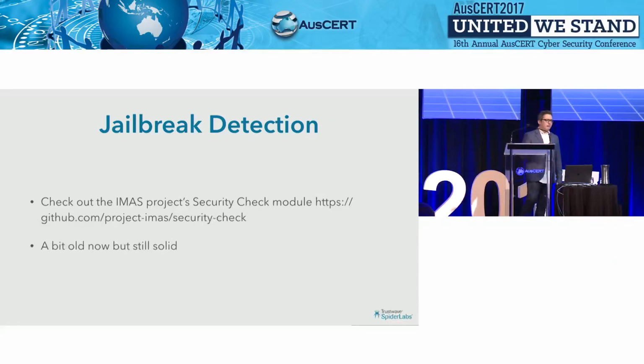OWASP has a project called iMAS, and they have a bunch of security modules that you can drop into your application. The jailbreak check and the debug check are pretty good. It's a little bit old now, but the code is still relevant. So definitely check it out if you don't want to roll your own. And you can really go down a rabbit hole with this. As I said, it goes back to the threat modeling, right? Maybe you just want to do a basic version of this, just to kill some of the low-hanging fruit.